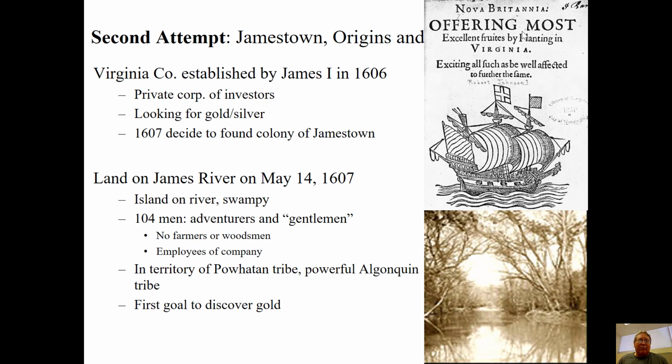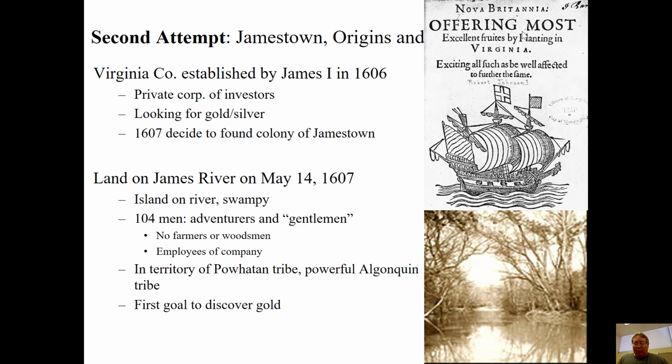Essentially, these guys have established themselves in a swamp, right? The water moves really slowly. There's not a lot of fresh water in the area. It's very overgrown with kind of scraggly trees and bushes. It's not what you would call great real estate.